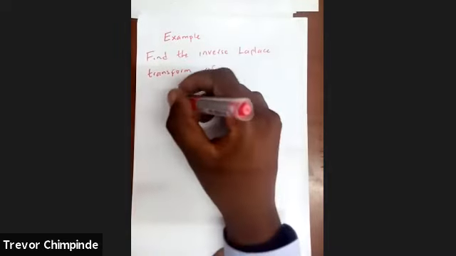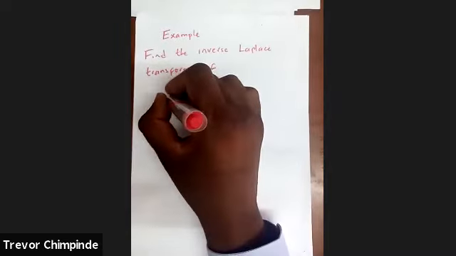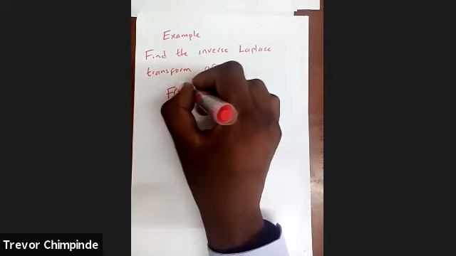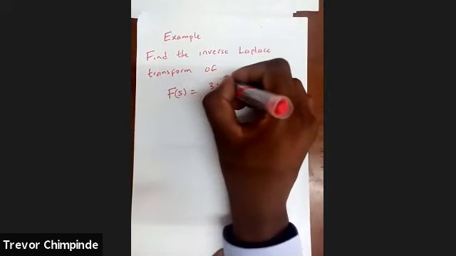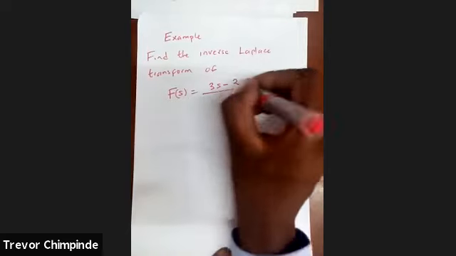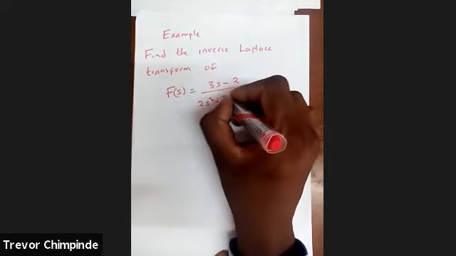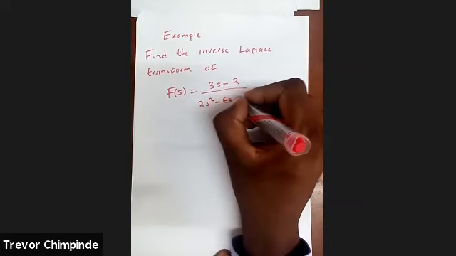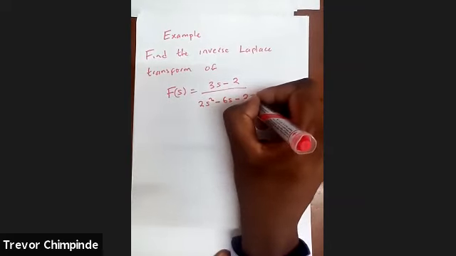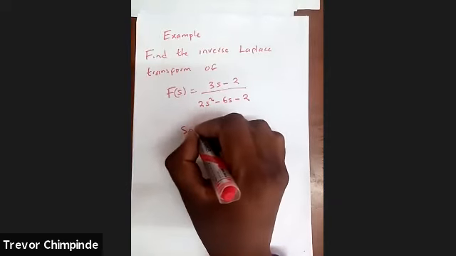of, so we've been given a function, let's call it big F of s, equal to 3s minus 2 over 2s squared minus 6s minus 2. So this is the function.